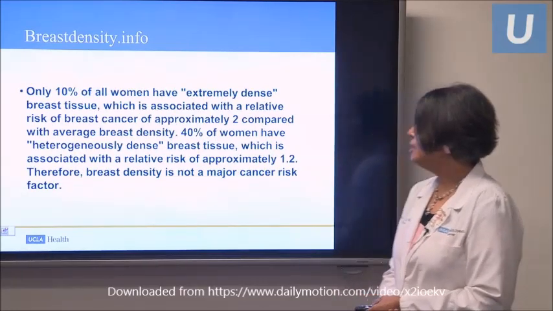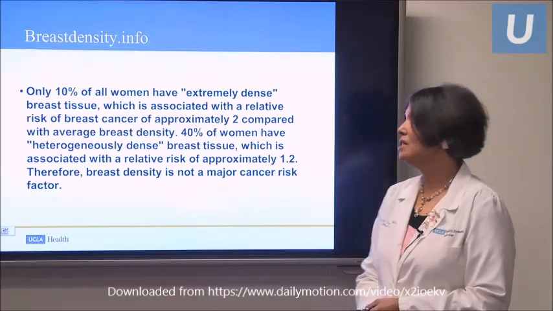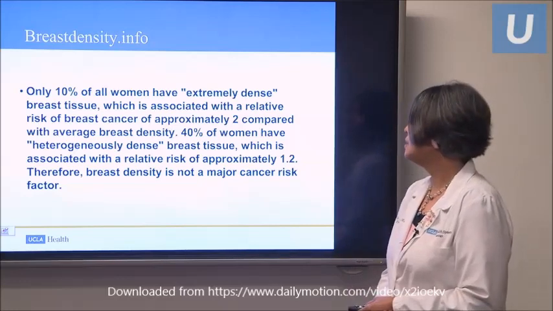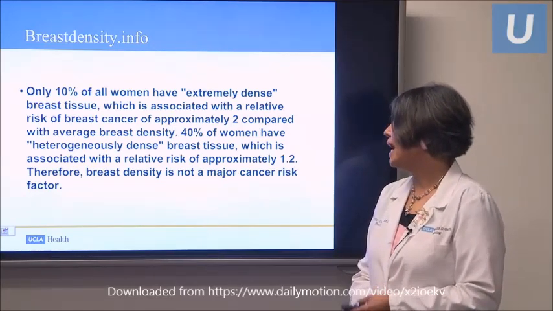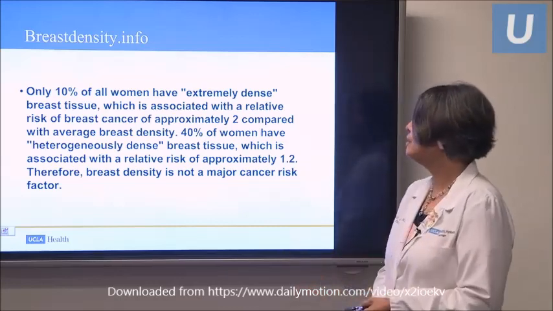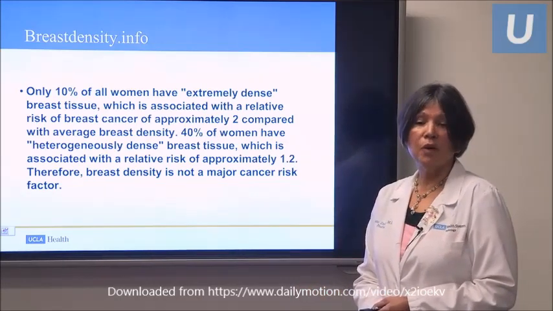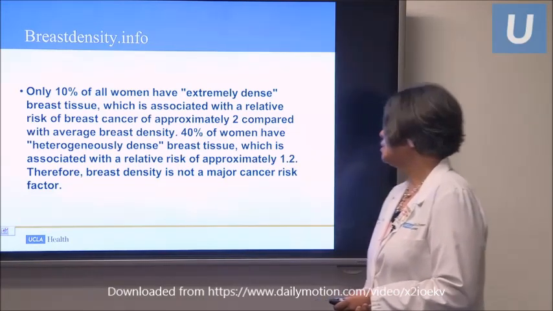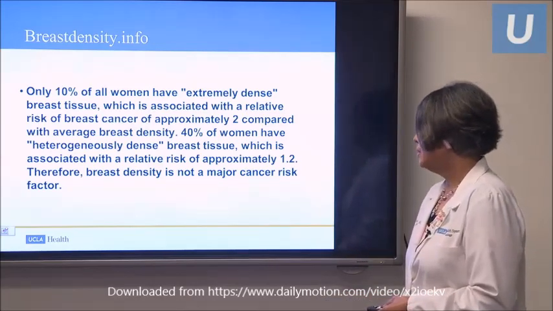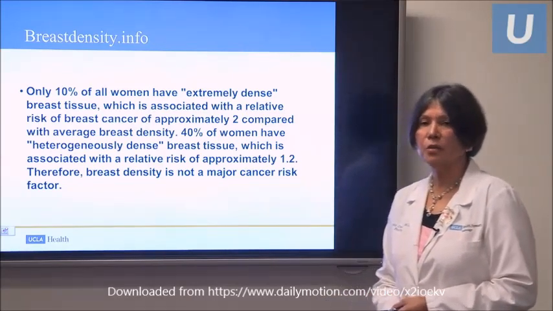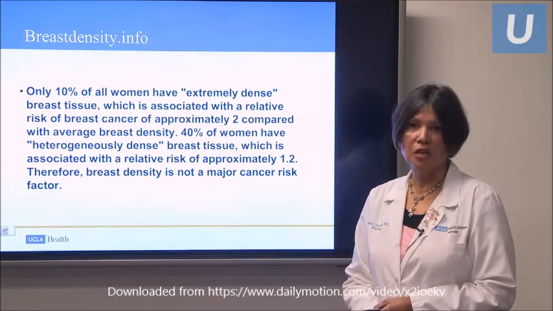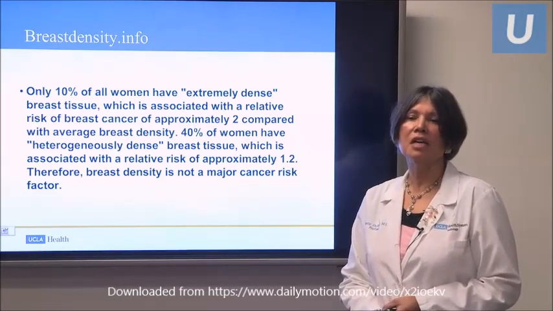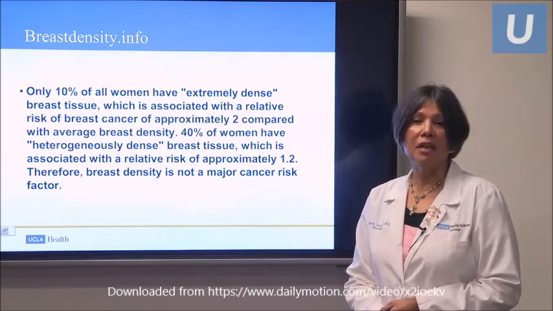And as I mentioned, only 10% of all the women have extremely dense breasts, that was that last image, and it's associated with a relative risk of cancer of approximately 2 compared to the average dense breast, which is the one that we considered the scattered fibroglandular dense breast. 40% of women have heterogeneously dense breasts, and their relative risk is 1.2. So the breast density is not a major risk factor per se. Now, you're going to see a lot of different information on different websites, and relative risk and absolute risk and all of these different kinds of things. Depending upon how they use their definitions, the actual numbers will change.